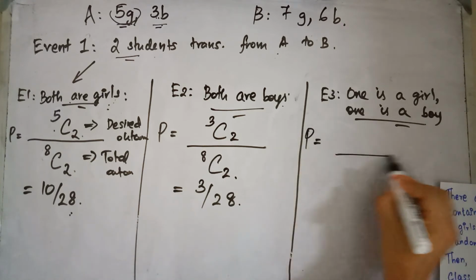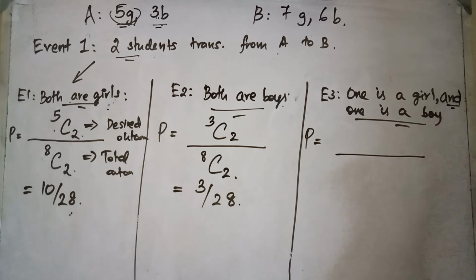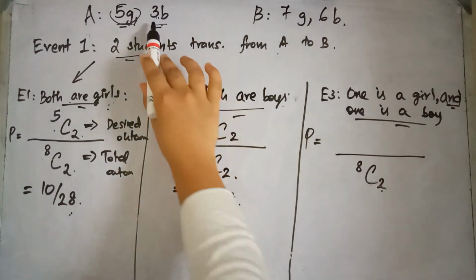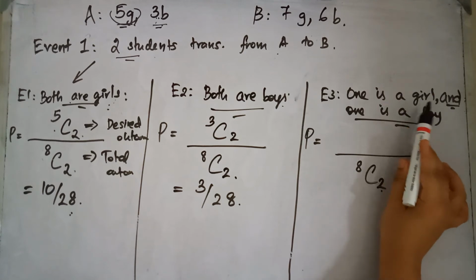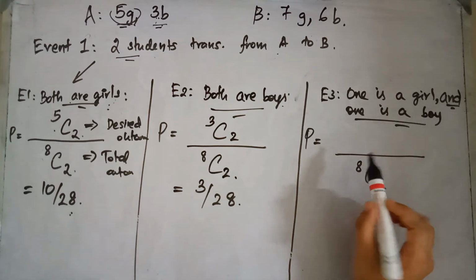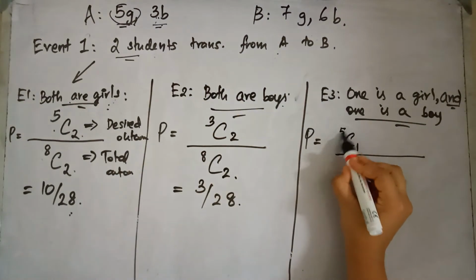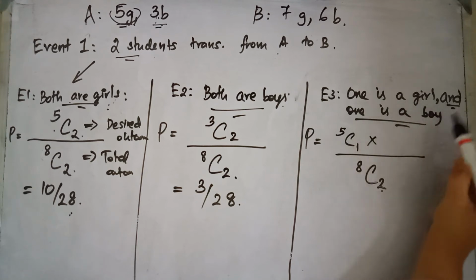Now let's come over here. One of them is a girl and one is a boy. So it will be the same: I'm choosing 2 from a total of 8 people. But here, one is a girl. Let's first look at one of them is a girl. If one is a girl, I'm choosing 1 from these 5, into, why? 1 is a girl and 1 is a boy.